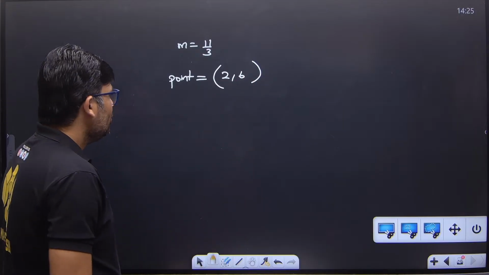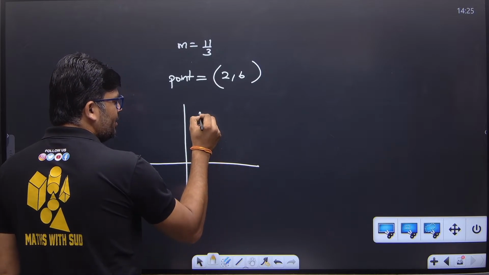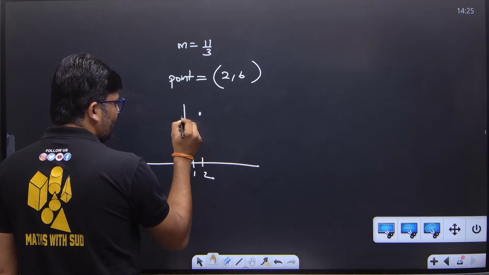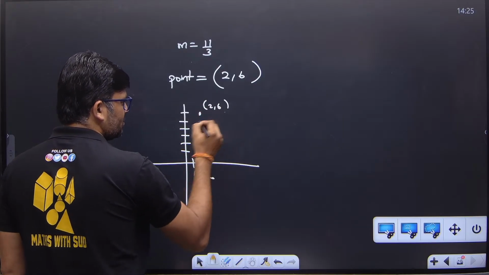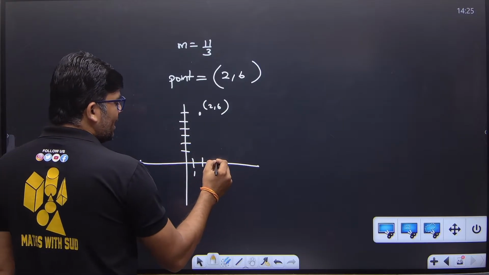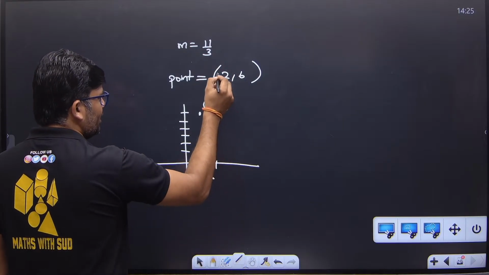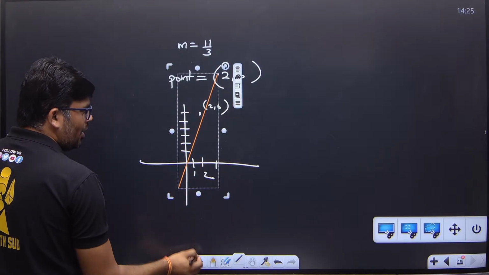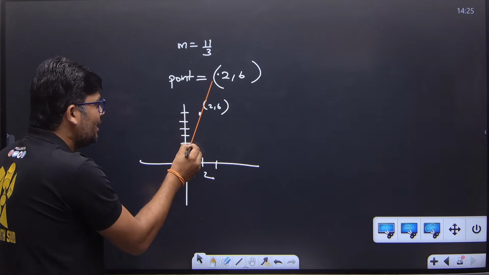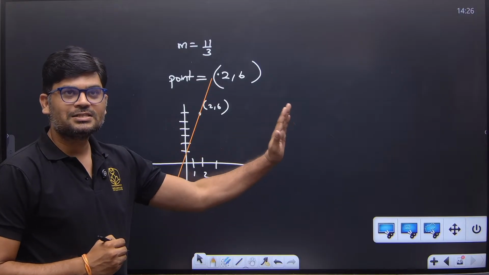Okay. So let there be any point. 2, 6 might be somewhere here. Just check it out: 1, 2, 3, 4, 5, and 6. So this is 2, 6. Now 11 by 3 means 3 units in the x direction and 11 units in the y direction. So the first line that you can have will be this. I have to translate this line in such a way that it passes through 2, 6.